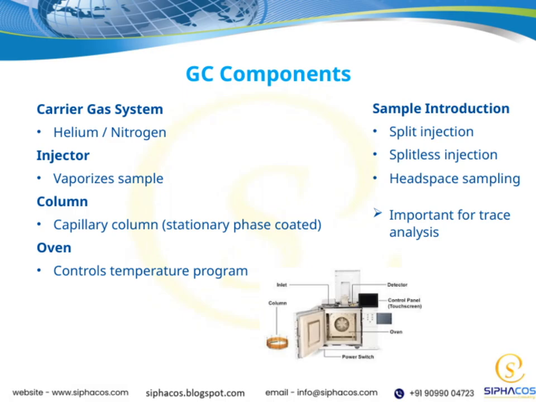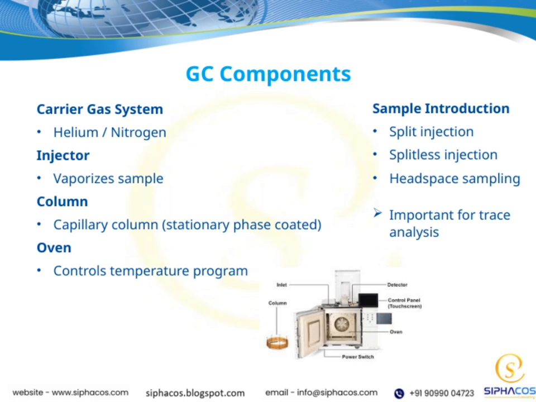Let's take a closer look at some common sample introduction methods used in gas chromatography. First, we have split injection, which involves splitting the sample so only a portion enters the column, making it ideal for higher concentration samples. Then there's splitless injection, where the entire sample is introduced into the column, perfect for trace analysis when sensitivity is critical. Lastly, headspace sampling is a technique where we analyze the volatile compounds in the gas phase above a liquid or solid sample, which is especially useful for analyzing samples that are difficult to inject directly.